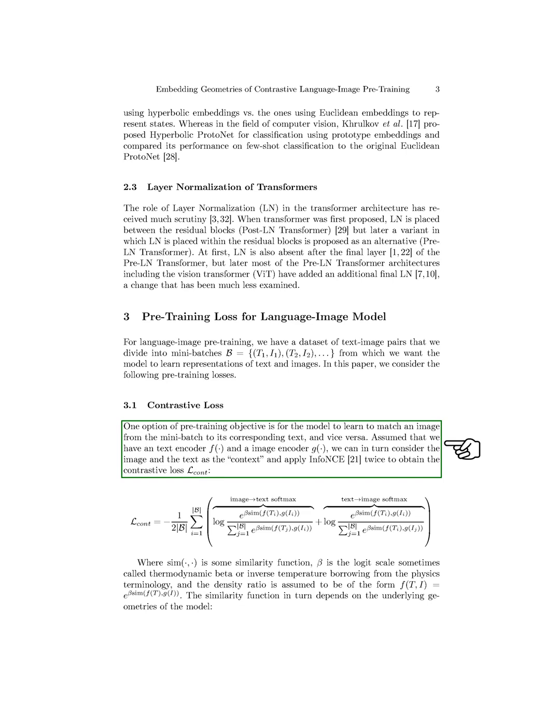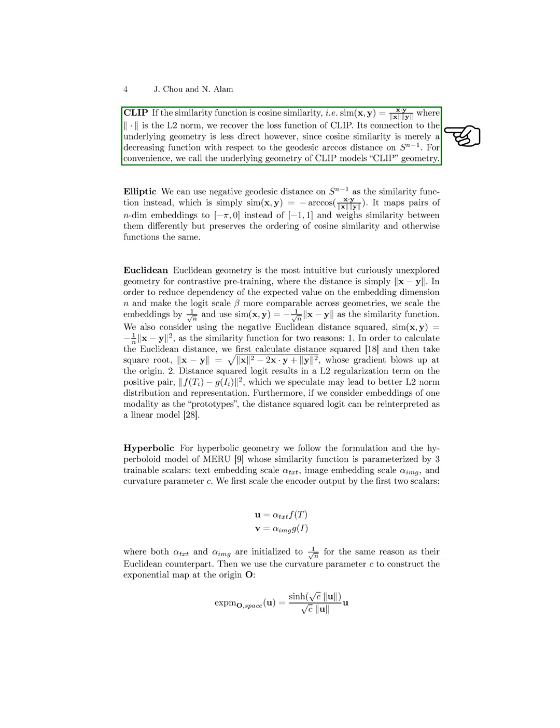When we use cosine similarity as our similarity function, we find that it leads us to the loss function used in CLIP. However, the connection to geometry is not straightforward since cosine similarity is a decreasing function related to the geodesic distance on a specific sphere. We refer to the geometry underlying CLIP models as CLIP geometry.